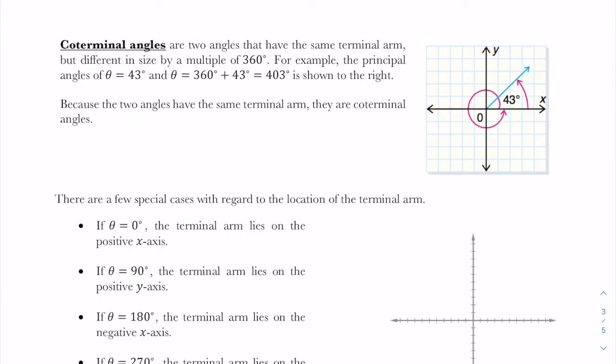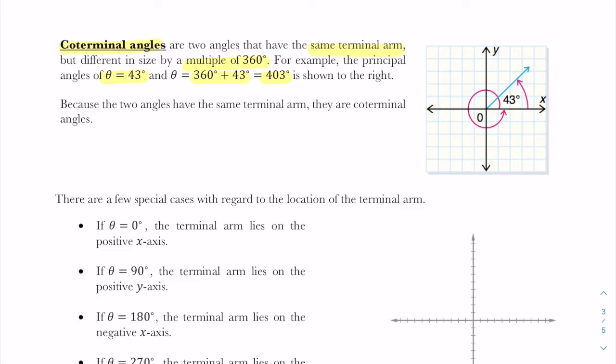And the last definition for today is what's called a coterminal angle. So coterminal angles are two angles that have the same terminal arm, but they're different in size by a multiple of 360 degrees. Let's look at an example. Consider the principal angles of 43 degrees and 403 degrees, which is really just 360 plus 43.